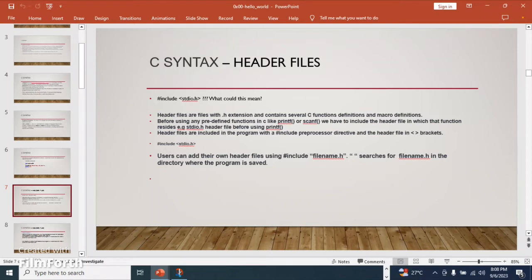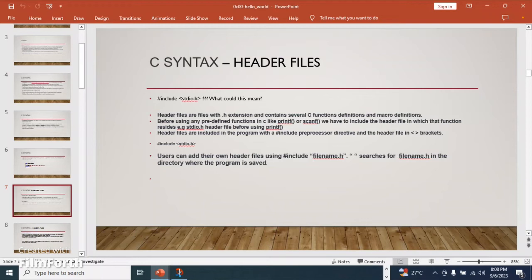Do you understand? Header files are, as a matter of fact, part of the C programming language. And there are two classes of header files: the predefined header files and the user-defined header files.